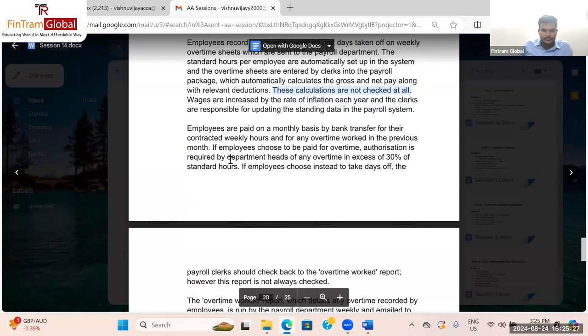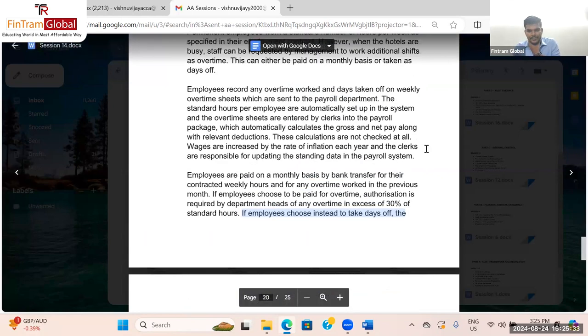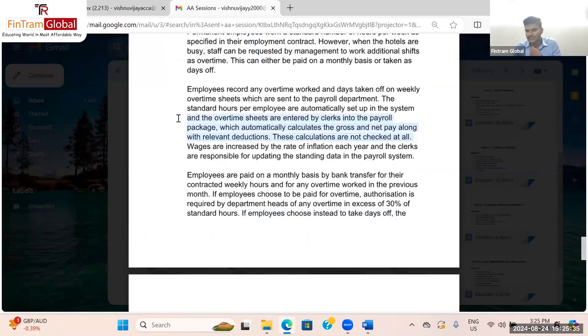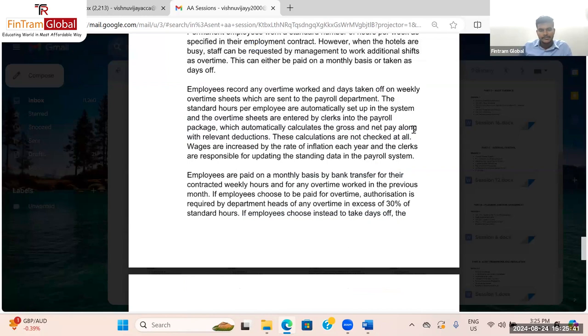Like earlier, the issue was in relation to taking time off, right? But over here, it's a more serious issue, which would have a financial impact as well. The issue is that it's not checked. It's not because the clerks are doing it, but ideally it should be reviewed or authorized by someone of a senior designation. So that's another deficiency you can mention. The calculation entered into the payroll package, the gross and net pay along with relevant deductions, needs to be checked by a senior official.